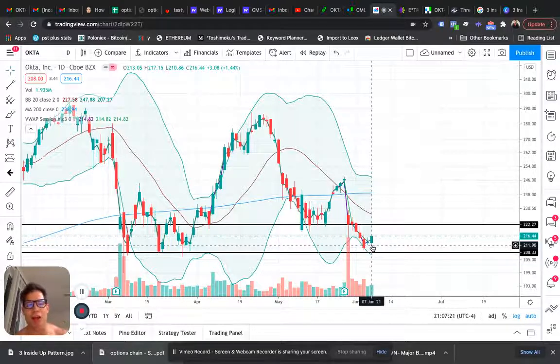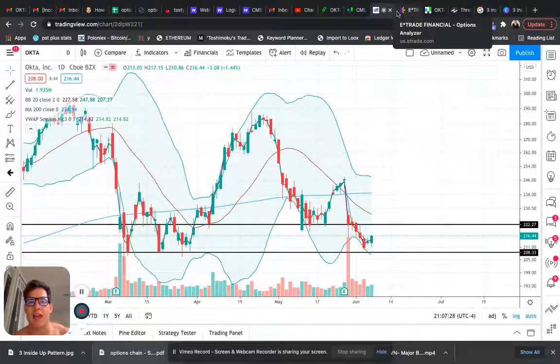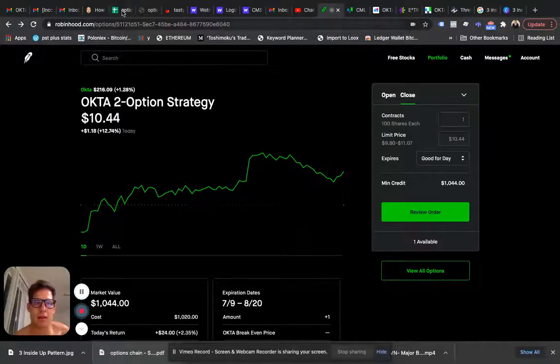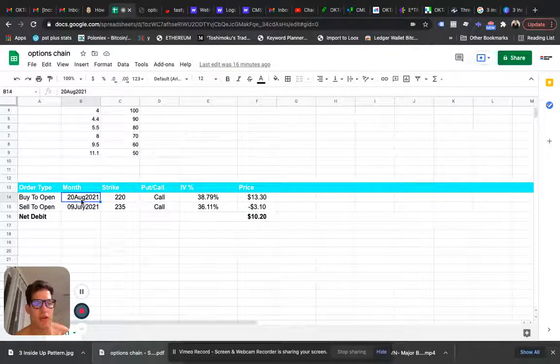We're doing a diagonal trade with this. A diagonal is a little more of an advanced concept in options. Before we look at what I chose, let's look here. This is what we got: a diagonal. We bought the August 220 calls, which cost $13.30, and we sold the July 235 calls for $3.10.